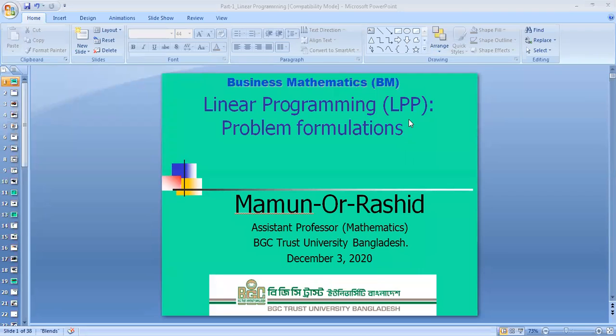Okay, today we'll start the linear programming problem, how to formulate the linear programming problem. That means problem formulation. Actually, there are two types of linear programming problem. One is maximization problem, other is minimization problem. So today we'll try to formulate these two types of problems.